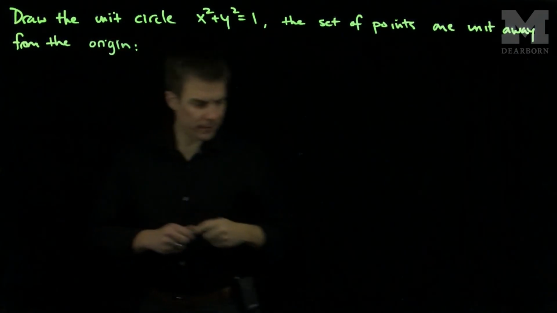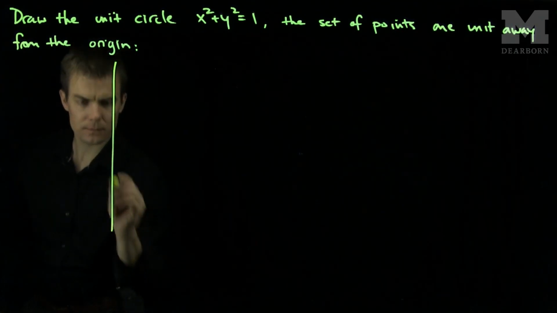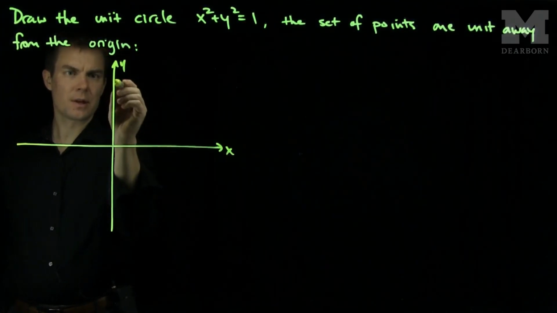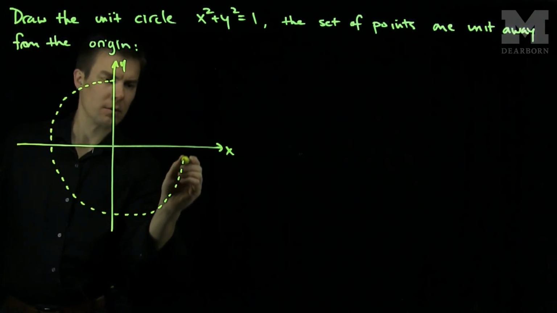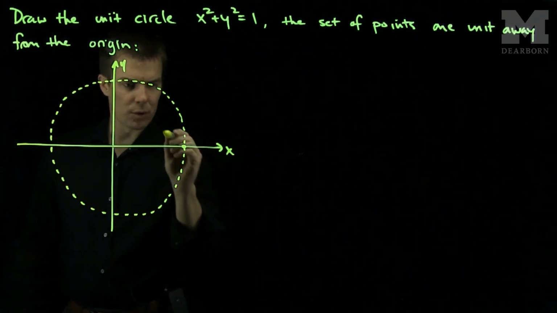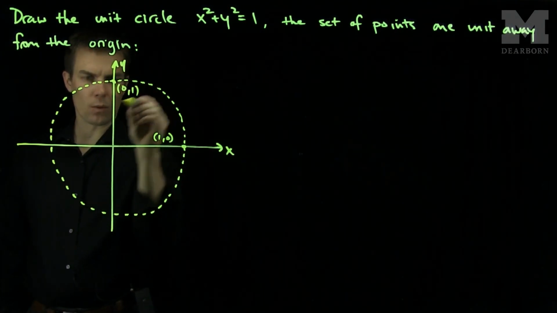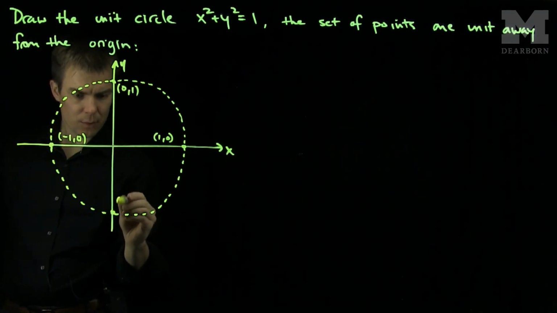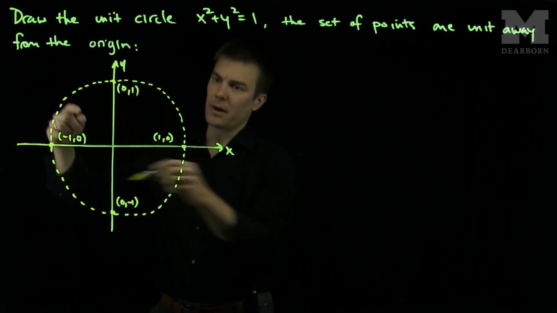So to construct the wrapping function, we will first plot the unit circle. Here's the x-axis, here's the y-axis, and here is the unit circle. And some common points on the unit circle: this point over here is the point 1, 0. This point over here is the point 0, 1. This is the point negative 1, 0. And this is the point 0, negative 1. And there are many other points in the unit circle as well, infinitely many in fact.